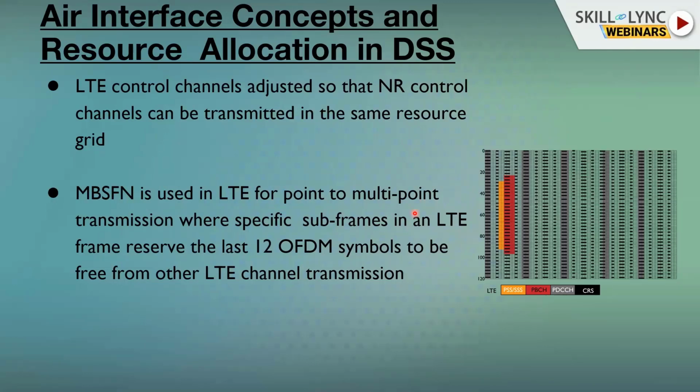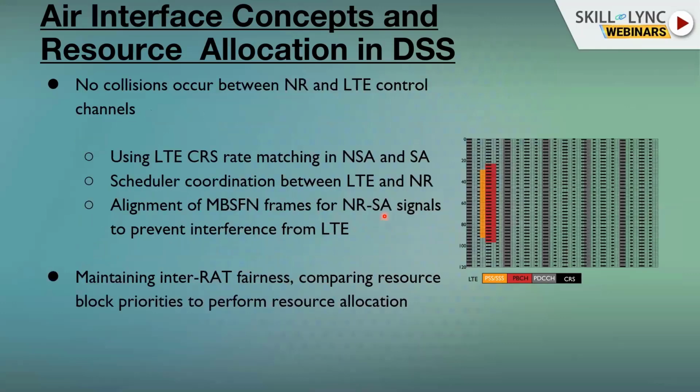And the key is to avoid collisions, because we don't want the radio frames to have collisions between them. So we use these intelligent air interface techniques like MBSFN or CRS rate matching to make sure that the LTE channel does not collide with the NR channel. No collisions occur between NR and LTE control channels.